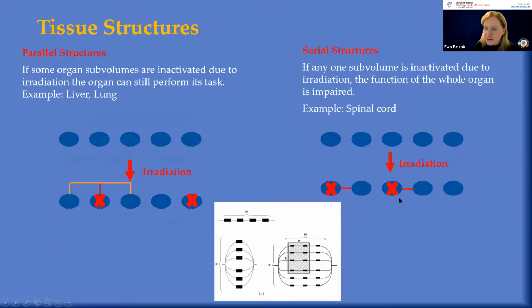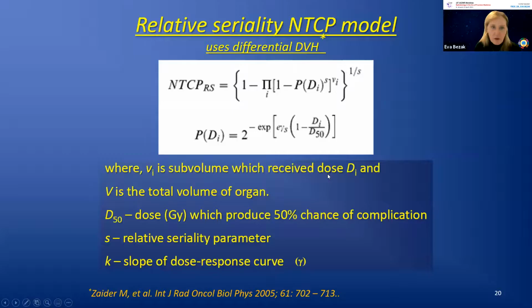So if I inactivate a volume of the spinal cord, then the patient's movements will be affected. So the relative seriality model has a different mathematical expression, but once again, I want to show you that we have again exponential dependence on the dose delivered to the organ relative to the D50 dose. Once again, this is the dose that produces a 50% chance of complication.